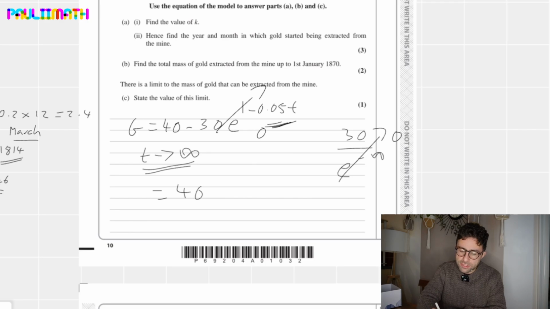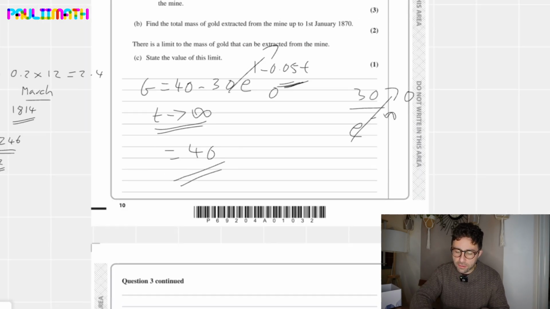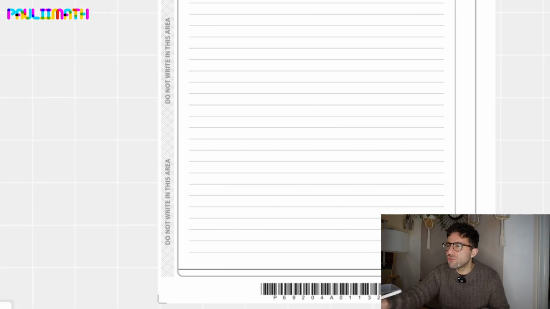So yeah, that whole second term is going to go to 0 and the limit's 40. That's the limit to what the gold can be extracted from the mine.